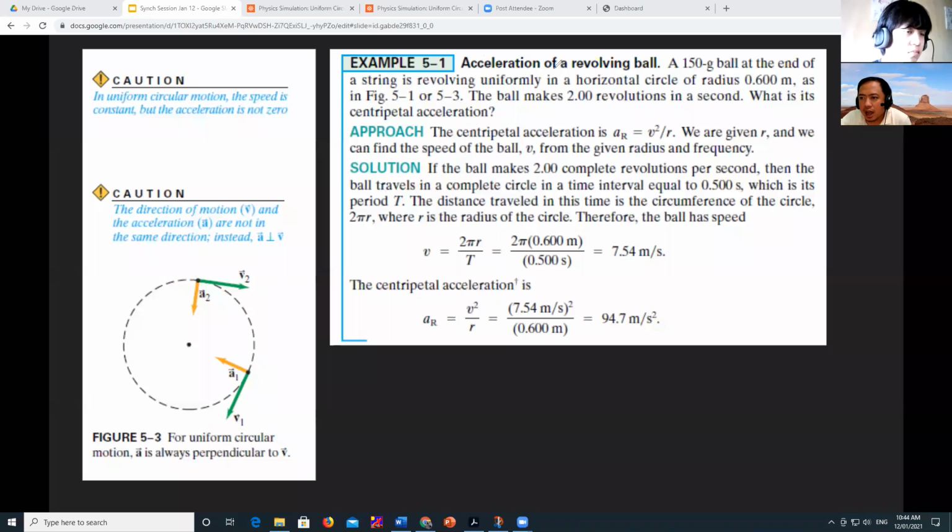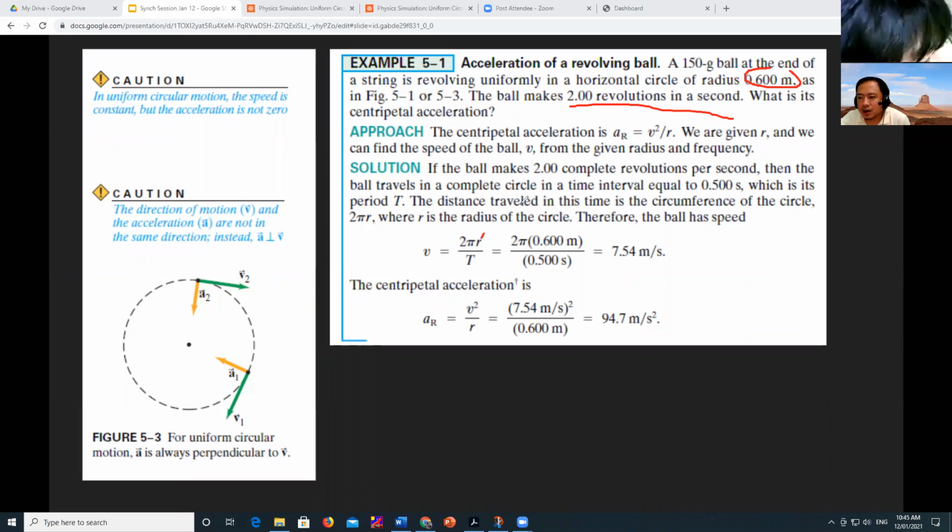Okay. So here, example 5-1 in the Giancoli book: a 150-gram ball at the end of a string is revolving uniformly in a horizontal circle of radius 0.600 meters, as shown in figure 5-3, our previous example. The ball makes 2 revolutions in a second. What is its centripetal acceleration? So if this is 2 revolutions per second, the radius is 0.600 meters. So you need this 0.600 meter radius, okay?